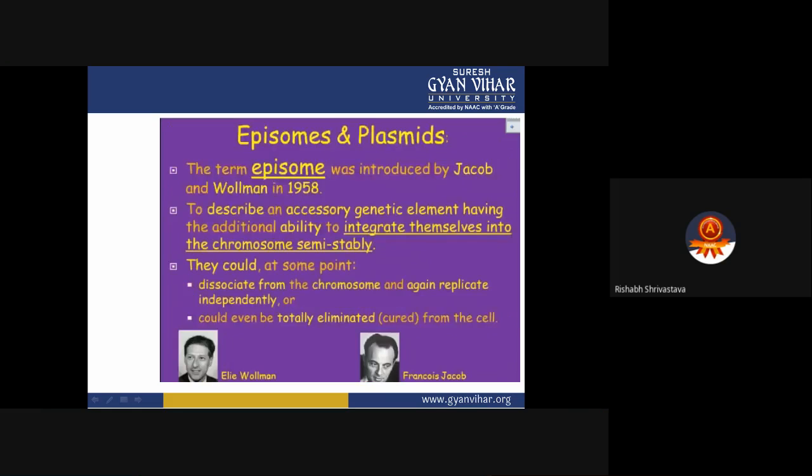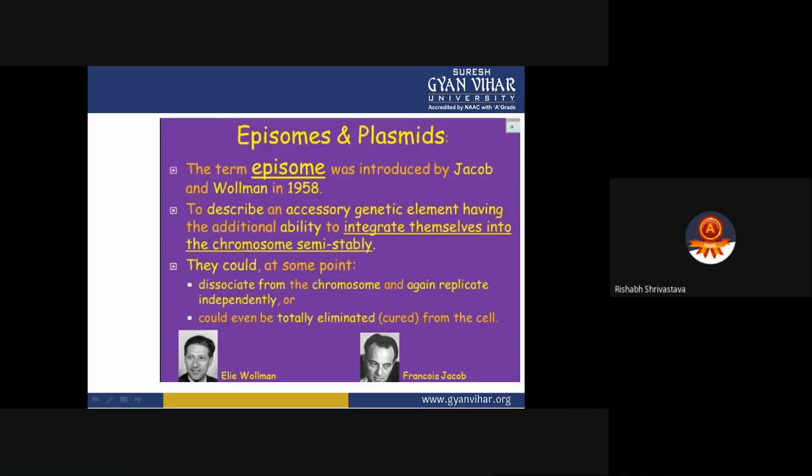Episomes and plasmids. The term episome was introduced by Jacob and Wollman in 1958. The purpose was to describe an accessory genetic element having the additional ability to integrate itself into the chromosome semi-stably. That is, they could at some point dissociate from the chromosome and again replicate independently, or could even be totally eliminated, cured from the cell.